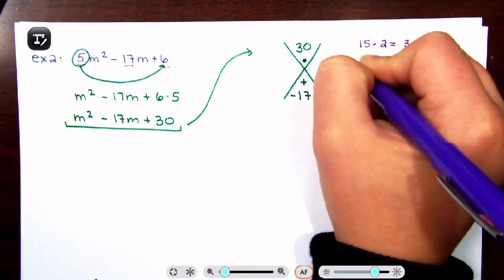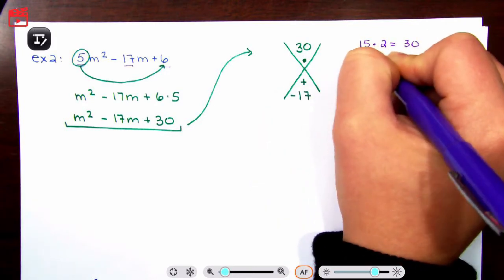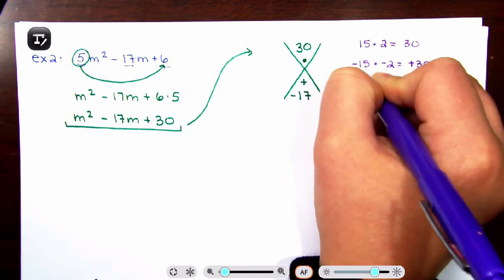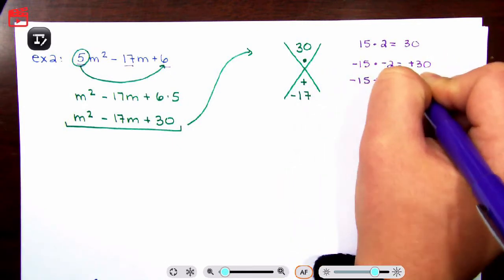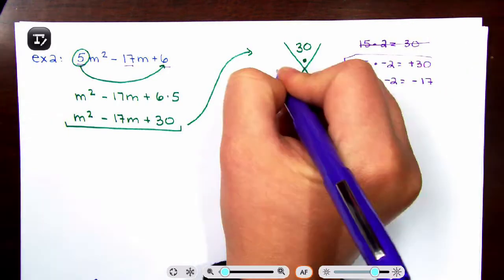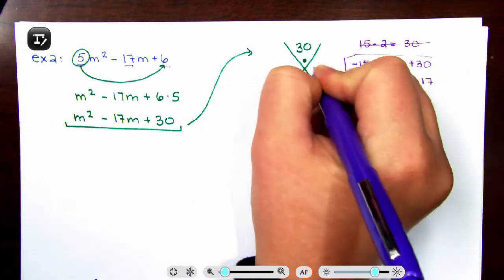However, I need this to be negative, so I'm going to say negative 15 times negative 2 is a positive 30. However, negative 15 plus negative 2 is negative 17. So these are my factors. This one is not. So I have a negative 15 and I have a negative 2 here.